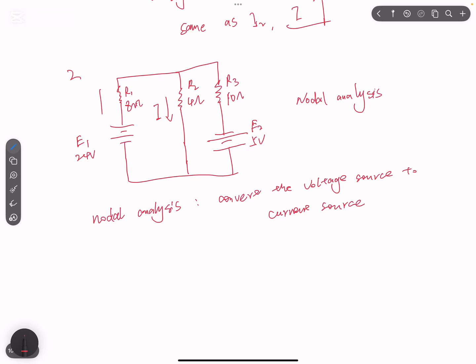So for this one, the current will be E1. I1 equals E1 divided by R1, so it's 24 volts divided by 8 ohms. That will be 3 amps. For I2, it will be E2 divided by R3. That will be 5 volts divided by 10 ohms, which will be 0.5 amps.